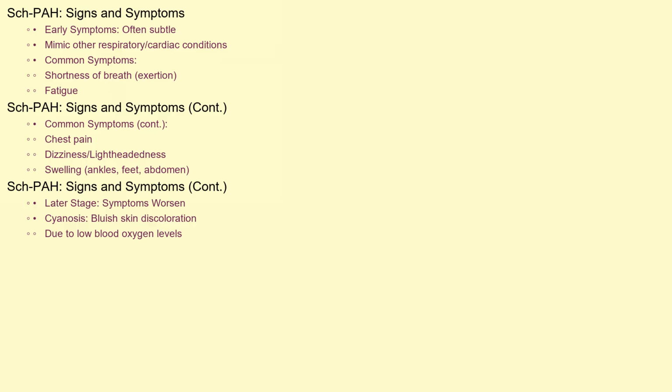The signs and symptoms of SHPH can be subtle at first, often mimicking other respiratory or cardiac conditions. Common symptoms include shortness of breath, especially during exertion, chest pain, dizziness or lightheadedness, and swelling in the ankles, feet, or abdomen. As the condition progresses, these symptoms worsen, and individuals may experience cyanosis, a bluish discoloration of the skin due to low oxygen levels in the blood.